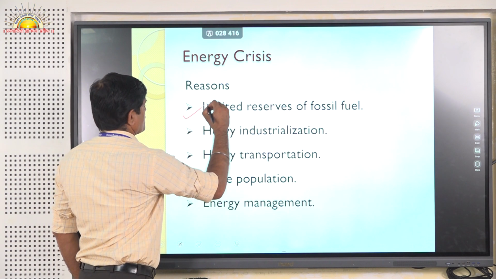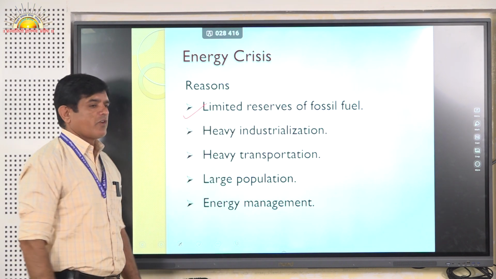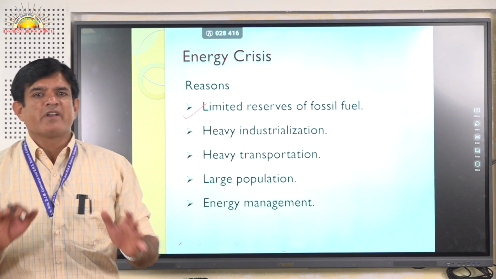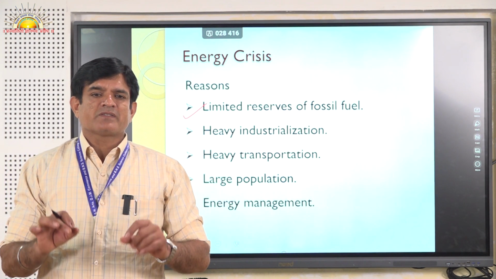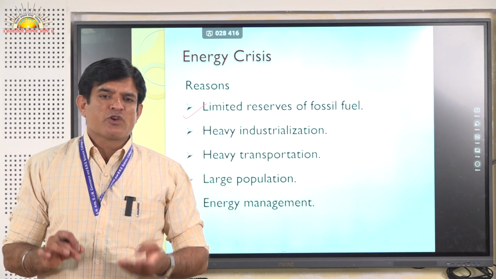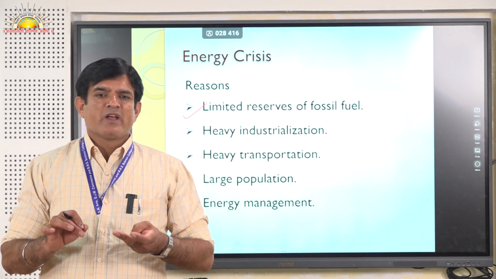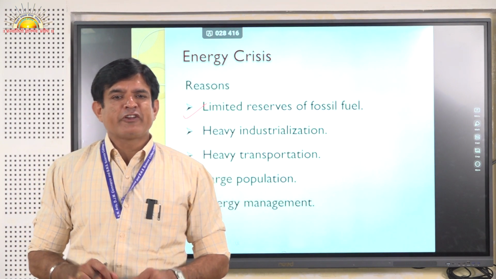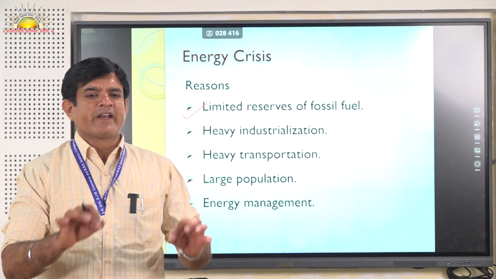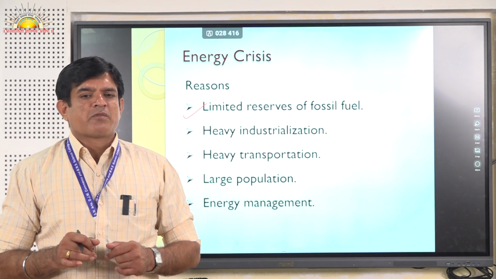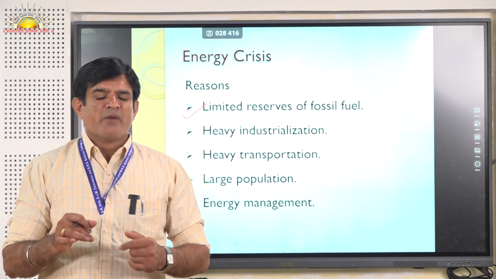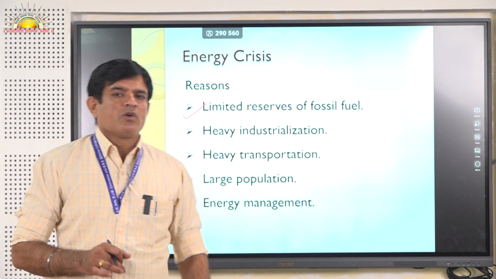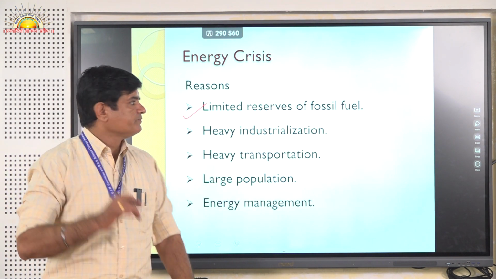The first reason of energy crisis is limited reserves of fossil fuel. As far as fossil fuels in the world are concerned, those reserves are so limited. Fossil fuels include coal, oil, petrol, natural gas. These reserves are limited in the world. As far as our country is concerned, our country also has limited reserves. We import crude oil from Iran, Iraq, Russia, America. We also import coal from Africa. So the fossil fuels are limited.